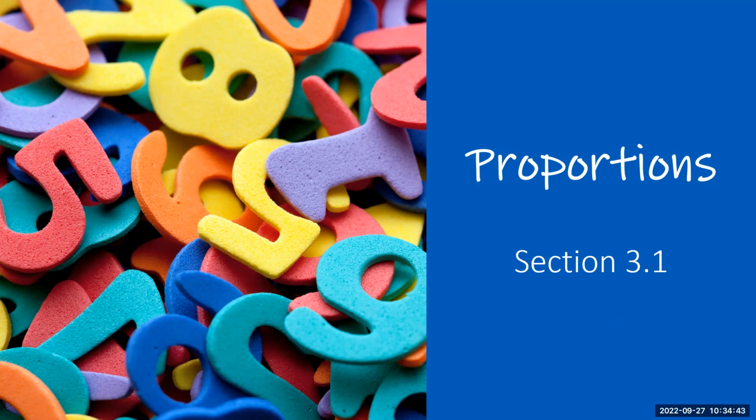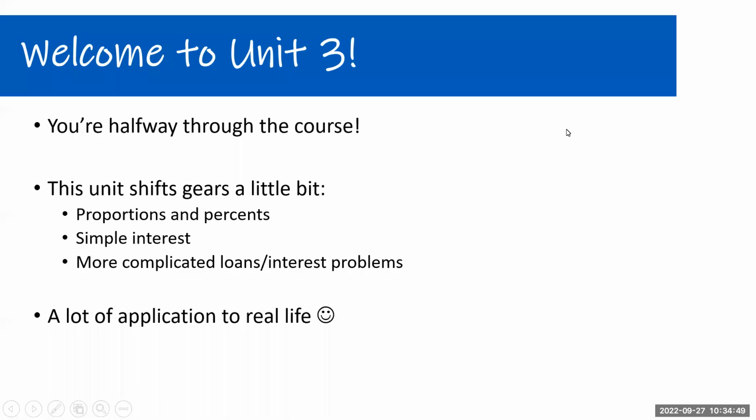Today, we're going to start Unit 3, and we're going to talk about Section 3.1, which is proportions. So congratulations, first of all, you're halfway through the course. Remember, there are 4 units in our course, and you've finished 1 and 2, so now we have 3 and 4 left. This unit is going to shift gears a little bit.